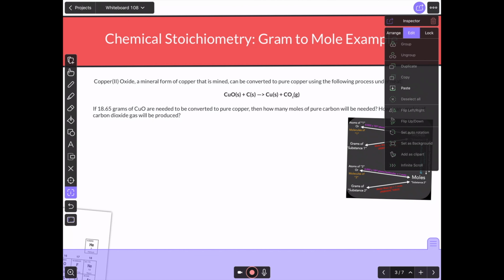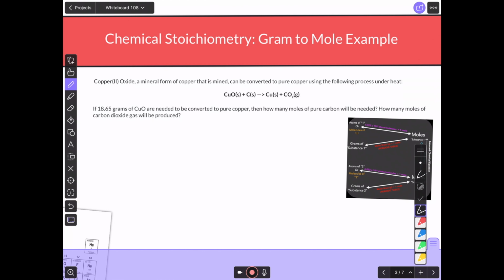Right, so here we have a gram to mole example. In this case, for the same reaction, we're starting out with grams of copper oxide instead of moles of copper oxide. And we want to know how many moles of carbon and how many moles of carbon dioxide we're going to make. So how is this problem different?